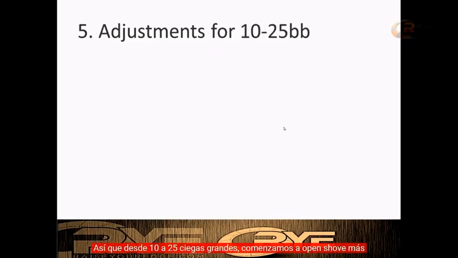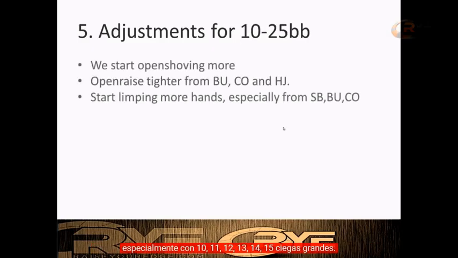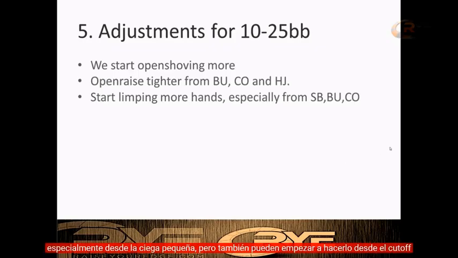So for 10 to 25 big blinds, we start open shoving more, especially with 10, 11, 12, 13, 14, 15 big blinds. What kind of hands? I'm going to show you in the video, where we will cover when to jam, how to jam, what hands to jam, what to consider. We open raise tighter from the button, cutoff, and hijack. I already showed you that. You're going to have the ranges. You can see it right away. I will show you that based on real hand examples as well. We start limping more hands, especially from the small blind, but you can also start limping from the cutoff and button. I'm going to cover that on real hands as well.